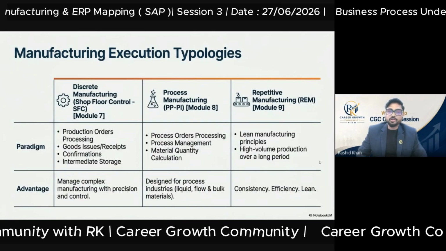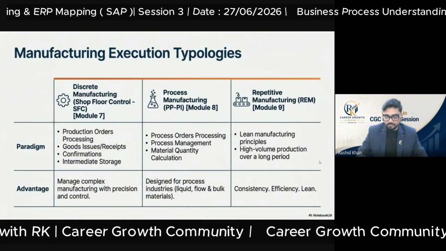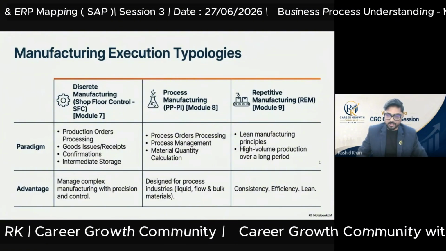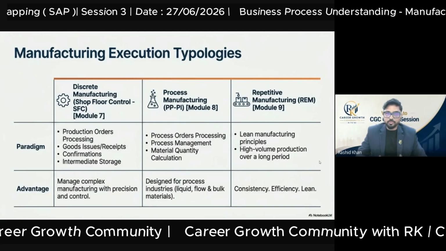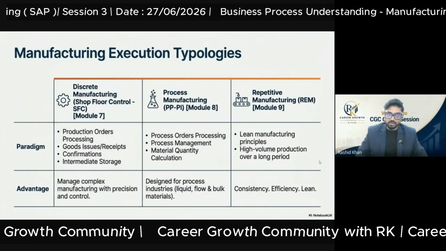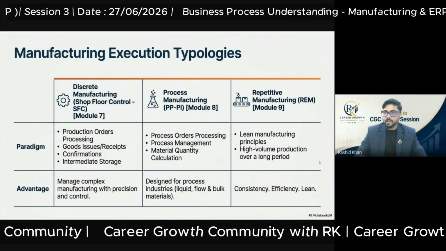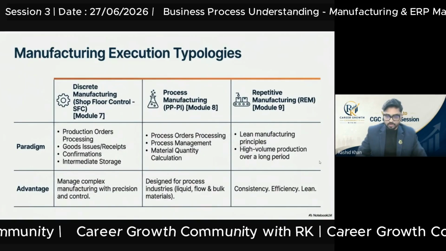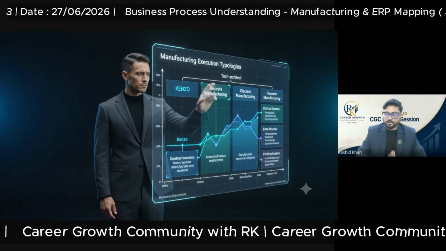Before jumping into the system, we first need to understand in which process my current employer, or the industry I am targeting to work with, operates. What kind of production are they doing? Are they in discrete manufacturing, process manufacturing, or repetitive manufacturing? All these processes depend on the kind of product they are manufacturing.